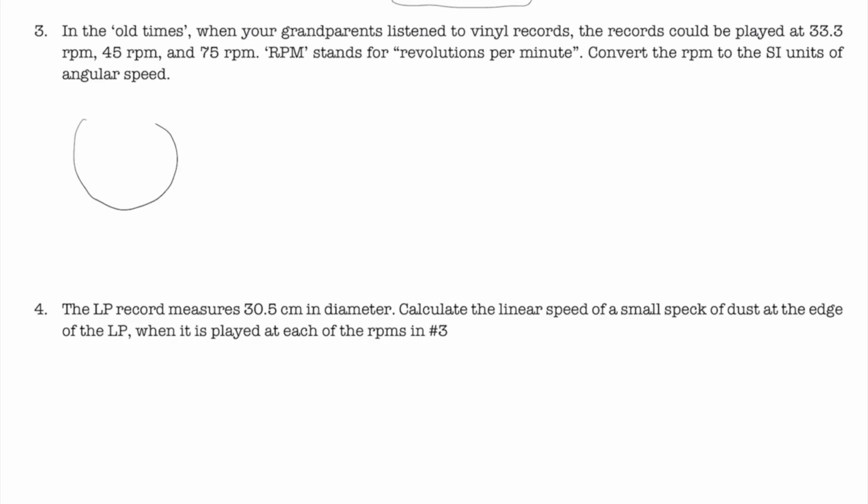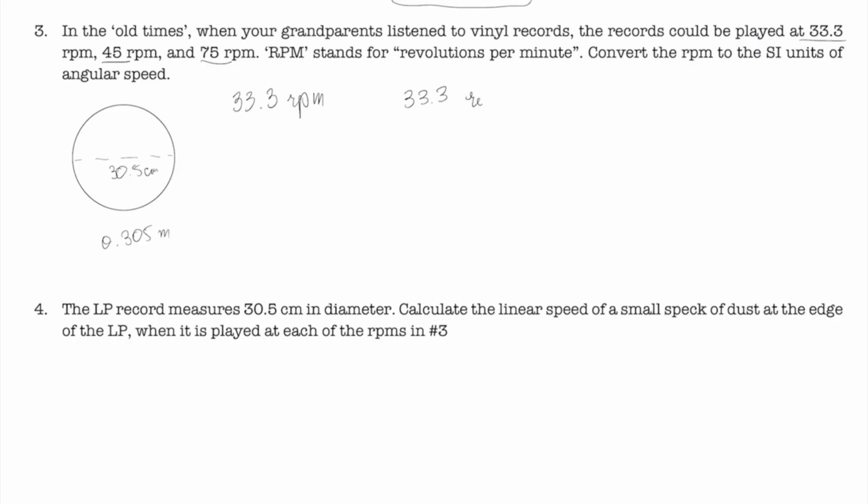Long play records had the diameter of 30.5 centimeters. So that's 0.305 meters. That would be the diameter. And when they were played, they had three speeds: 33.3 rotations per minute, 45 rotations per minute, and 75 rotations per minute. What is 33.3 RPM?